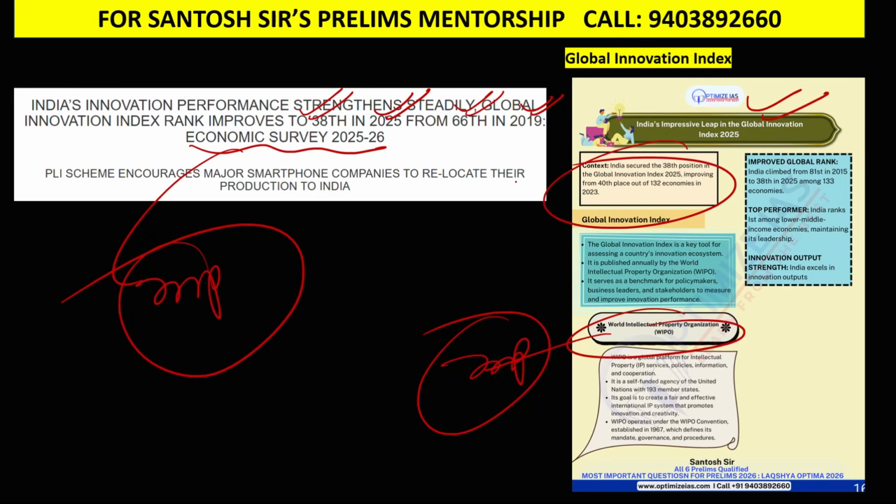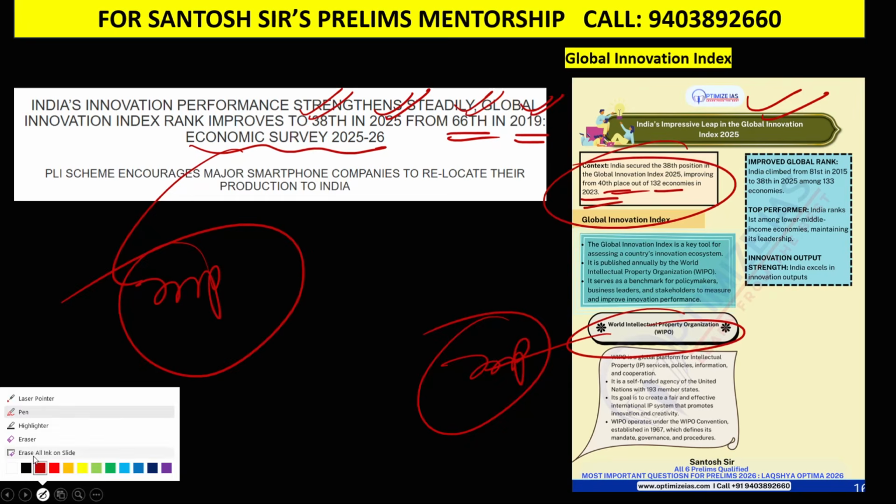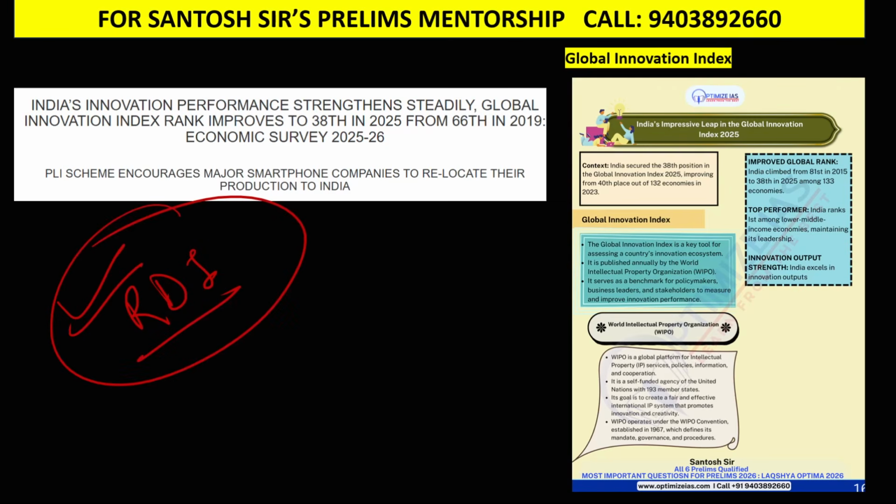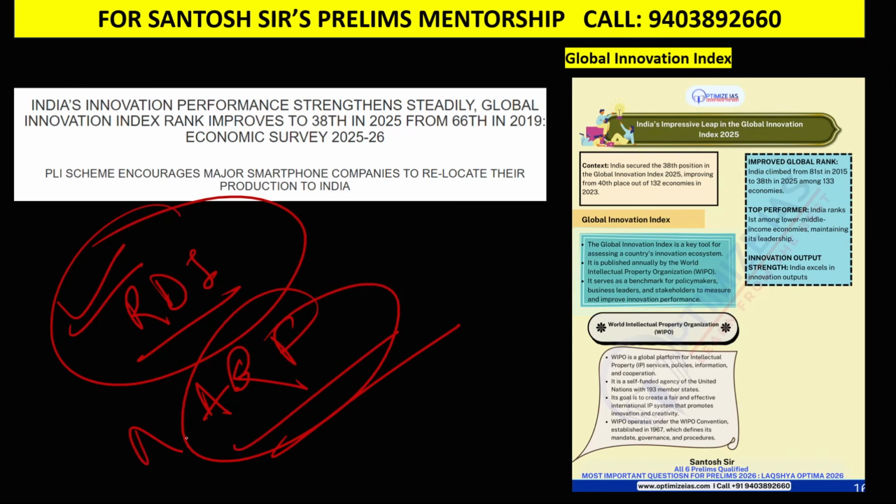India's rank has improved to 38th, and previously it was 48th in 2023, and just 66th in 2019. So you can see how we are improving. Why is this important? Because now the Government of India is focusing on research and development. This year, the RDI scheme, the Research and Development scheme, is very important. Even the Anusandhan National Research Foundation is very, very important.